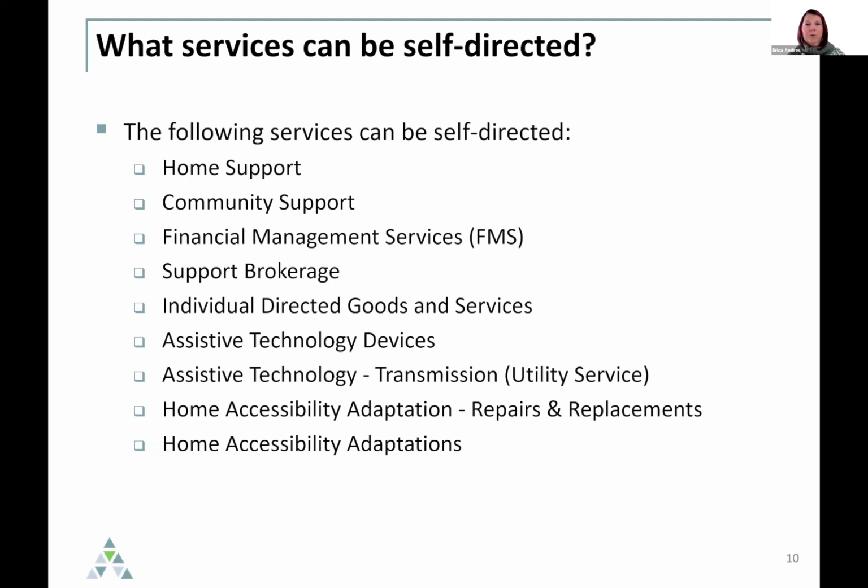So for example, if you have a personal emergency response system, not only would the self-directed portion pay for the device, but they would also pay for the transmission or the use of it every month, the service fee for it. And then we also have home accessibility adaptions and home accessibility repairs and replacement. So you can get that home accessibility adaption, maybe a ramp or something like that. But then if something happens to it, you can also get it repaired or replaced.